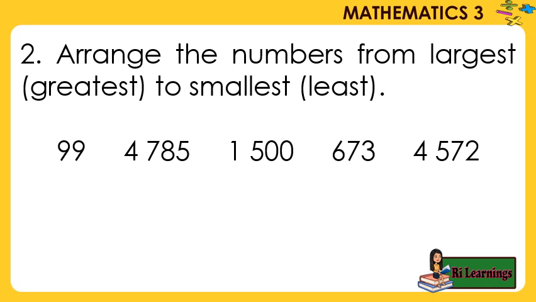Arrange the numbers from largest, greatest, to smallest, least. 99, 4785, 1500, 673, 4572.